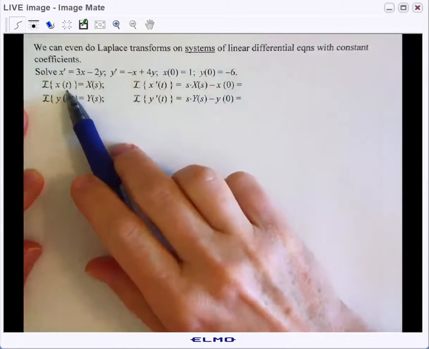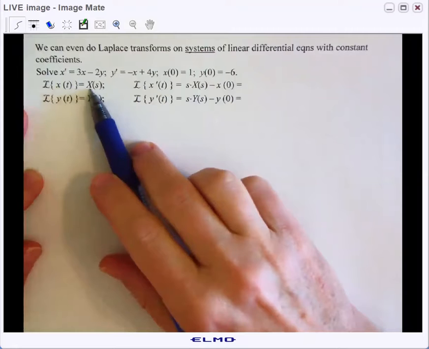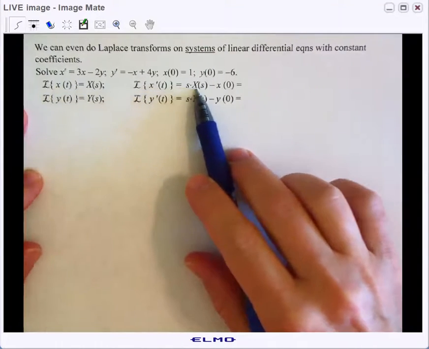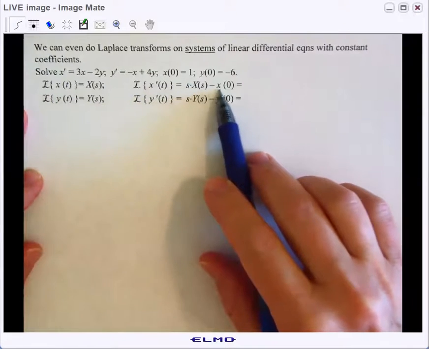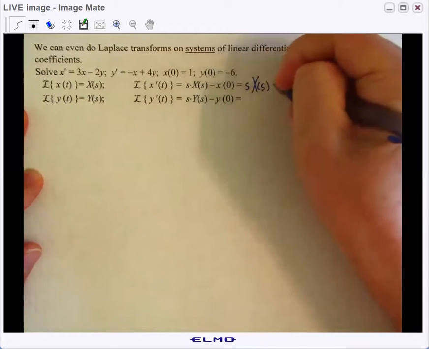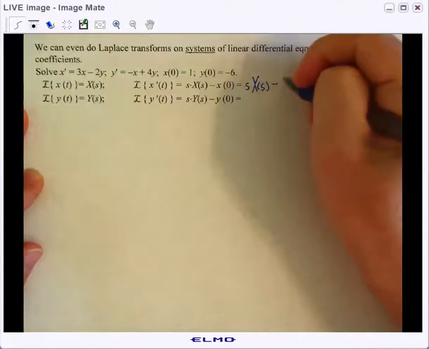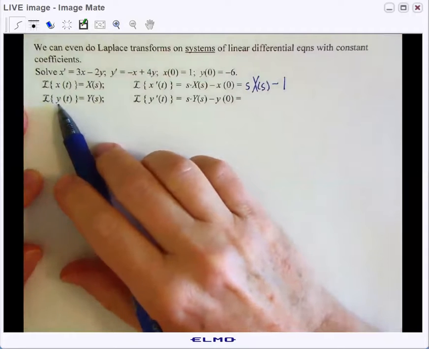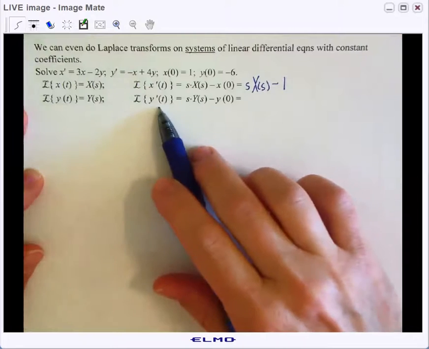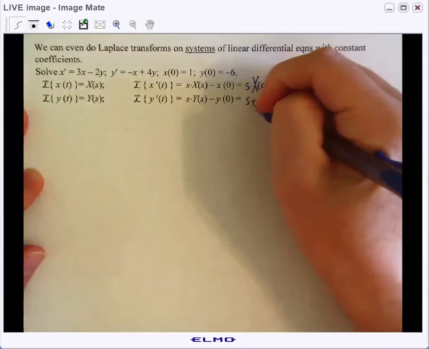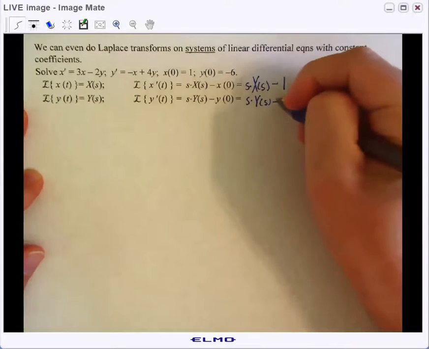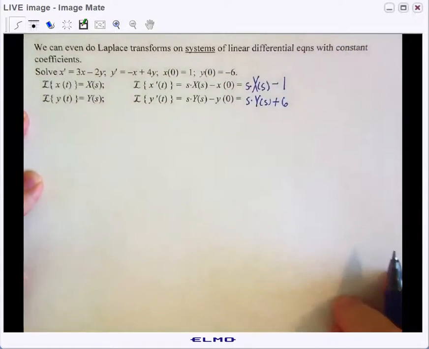Again, our Laplace transform on x of t is capital X of s. Laplace transform on x prime of t will be s capital X of s minus x of 0, so s capital X of s minus 1. Laplace transform on y of t is capital Y of s. And Laplace transform on y prime of t will be s times Y of s minus a negative 6, so that will be a plus 6.